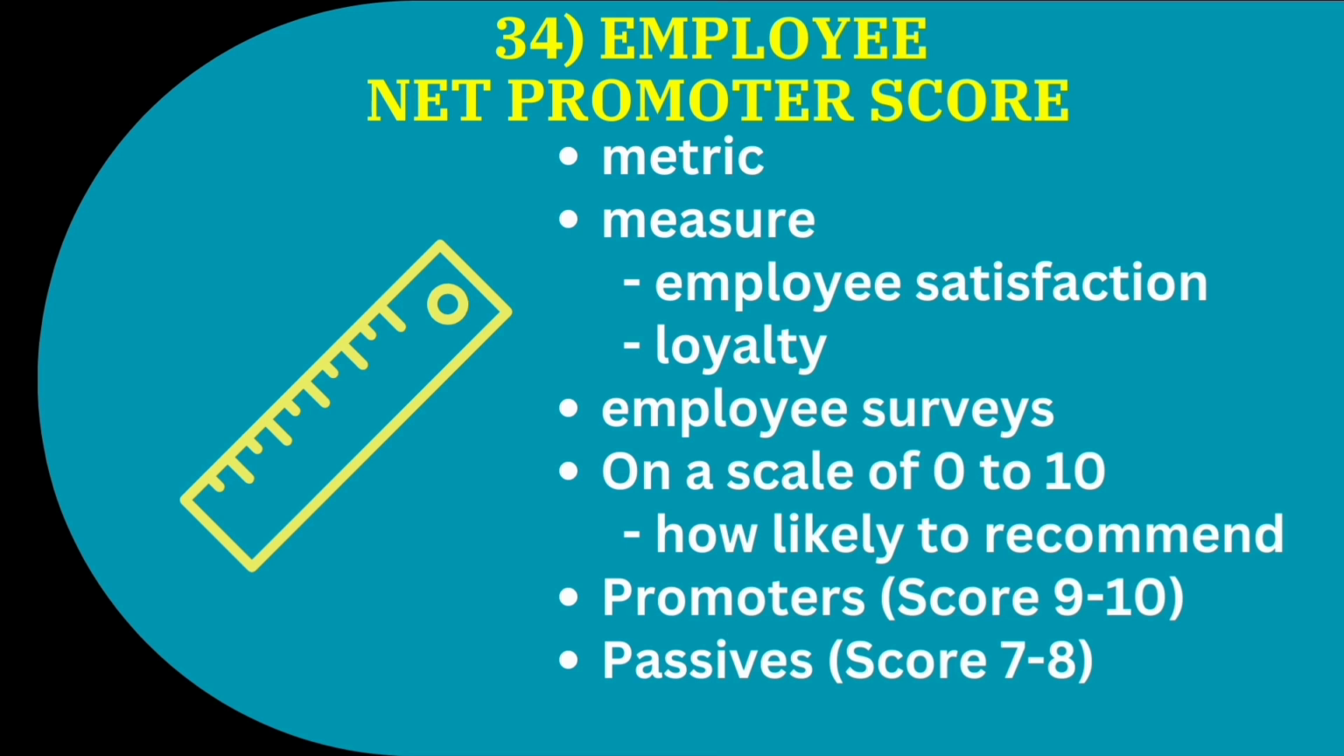Now, next is detractors. That is a score from 0 to 6, or you can say 0 to 4 or 0 to 5. Now, these employees are less satisfied and may have negative feelings about their work experience. So, they are less likely to recommend the company and might even share negative feedback.